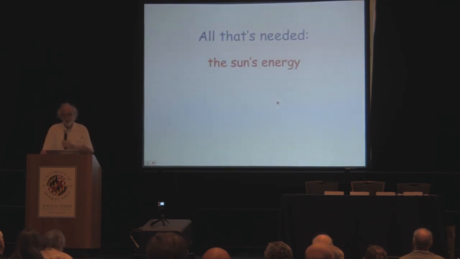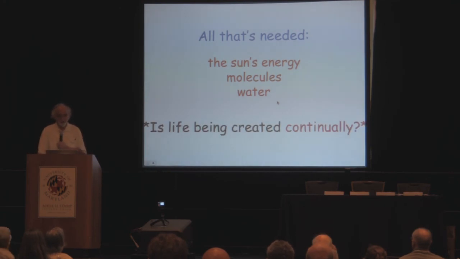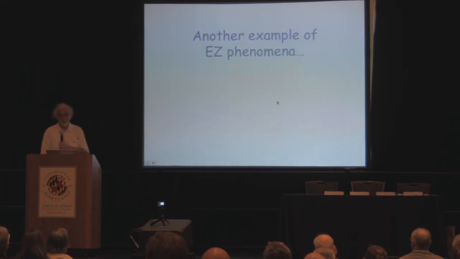All you need for that is the sun's energy and molecules and water. And if step one is as simple as that, then the question arises, is life being created continually? In step one, it did not happen only one time 2.7 billion years ago, or whatever it's supposed to be, but is it happening all the time? Step one in the origin of life, even today, outside.